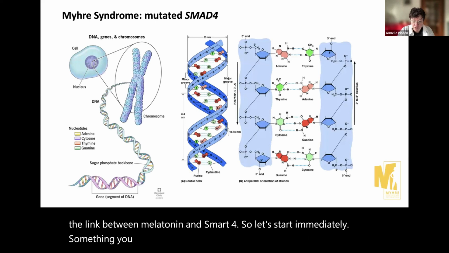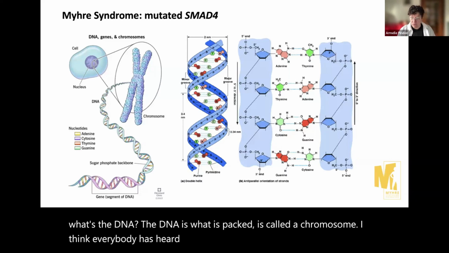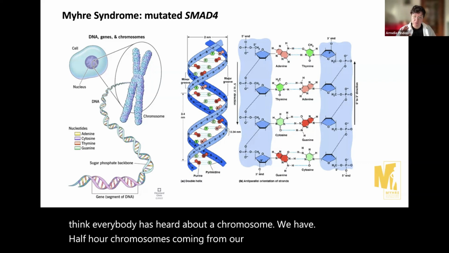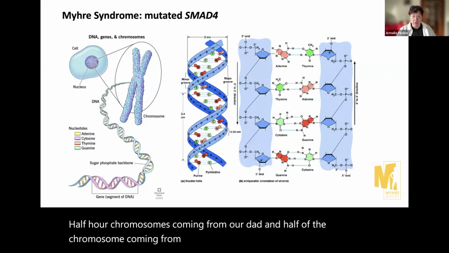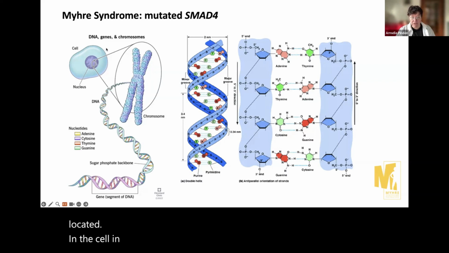Something you really need to grasp, the basic principle, is the DNA. So what's the DNA? The DNA, when it's packed, is called a chromosome. I think everybody has heard about a chromosome. We have half of our chromosomes coming from our dad and half coming from our mother. So that's the reason why we talk about chromosome pairs. The chromosomes are located in the cell in a very particular place. It's located in the nucleus.